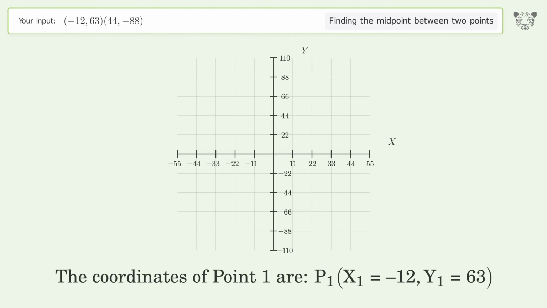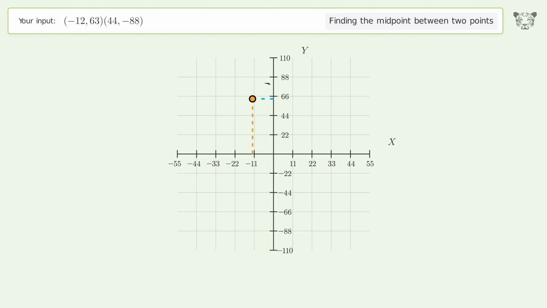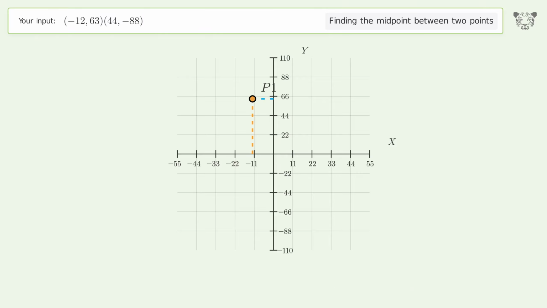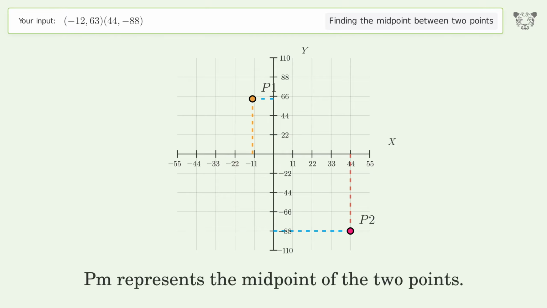The coordinates of point 1 are x1 equals negative 12, y1 equals 63. The coordinates of point 2 are x2 equals 44, y2 equals negative 88. PM represents the midpoint of the 2 points.